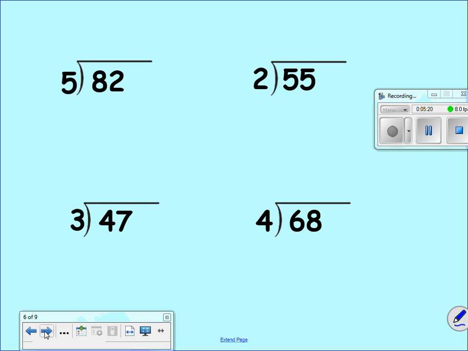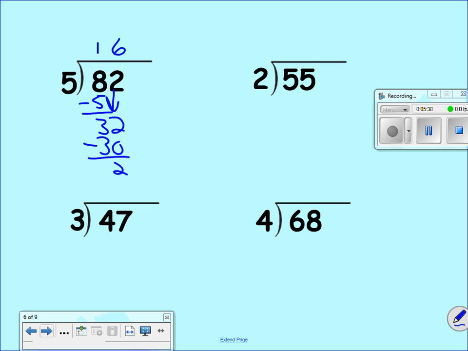Take a look here. How many times can 5 go into 82? 5 goes into 8 one time. 5 times 1 is 5. I'm going to subtract. I have a 3. Bring down the 2. 5 goes into 32 6 times, because 5 times 6 is 30. I'm going to subtract. I'm going to get a 2.